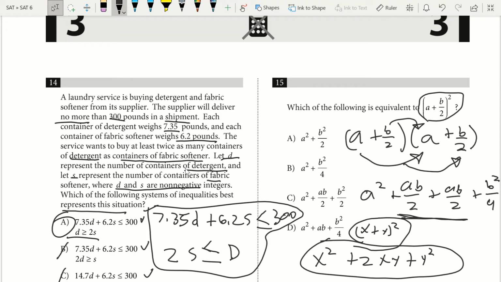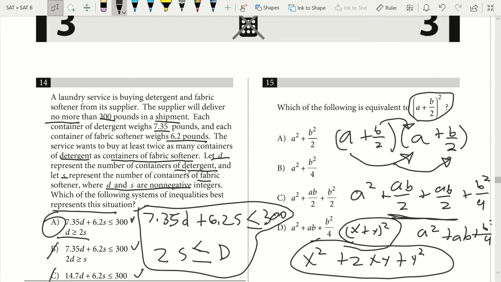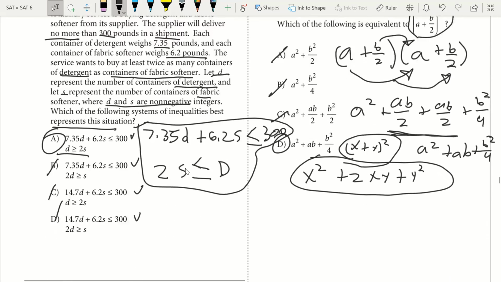And you would see that 2 times our AB over 2 would get rid of our 2, and we'd be left with plus AB, which we see here as we go A squared plus AB over 2 plus AB over 2. That's the same as plus 2AB over 2. The 2's would cancel, and we'd get A squared plus AB, and then we have plus B squared over 4 as our answer. Now we find which equation is the same as ours, and that is D. So D is our answer.